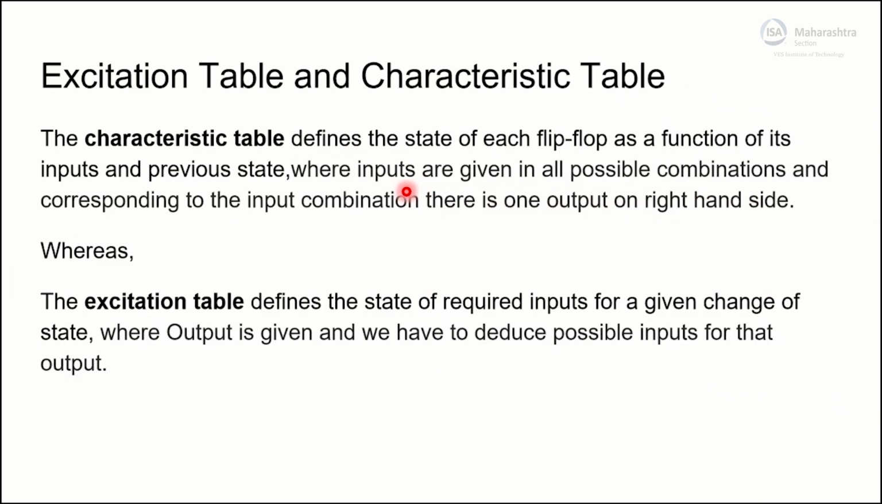Here is the characteristic table and excitation table definition. Characteristic table says inputs are given in all possible combinations and the corresponding output is obtained on the RHS side of the characteristic table. Excitation table, as mentioned, defines the state of required inputs for a given change of state, where output is given and we have to deduce the possible inputs for that output.